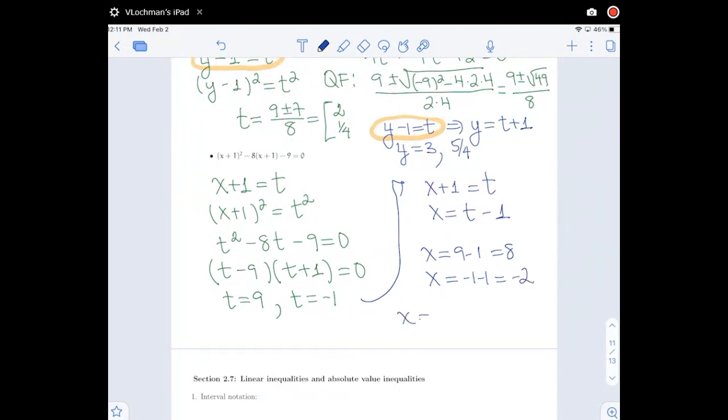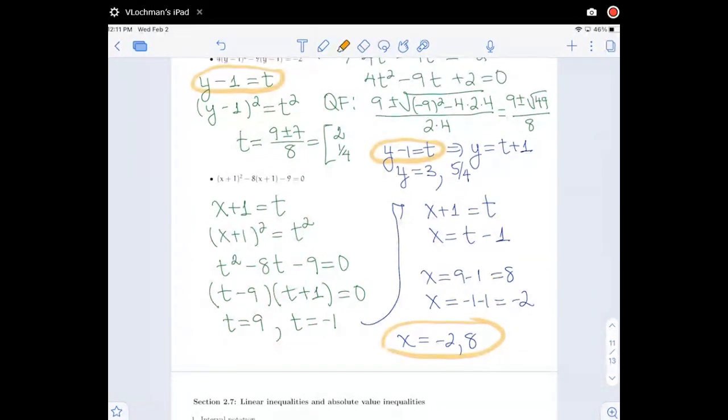Okay, so let me list my values here: -2, +8. That's going to be my solution, and you can check it. If you're not sure, if you're not certain, you can always plug it back in and see if that works out.